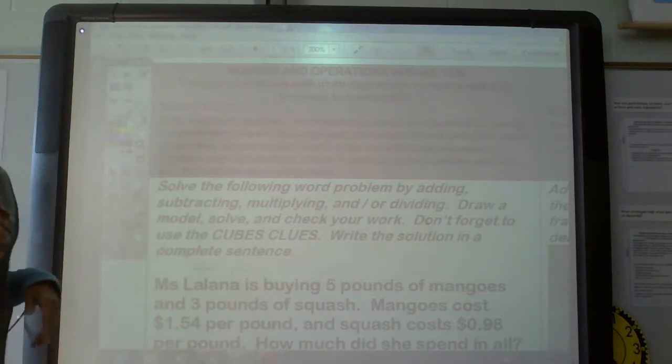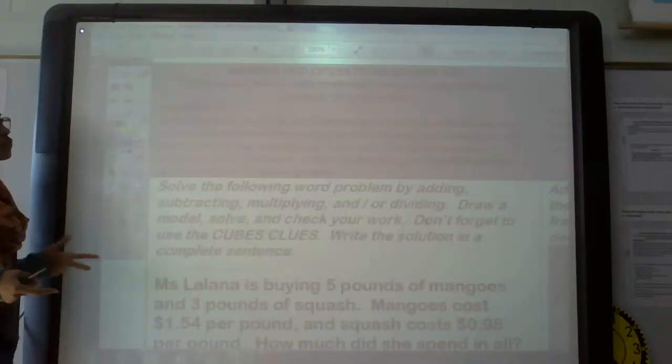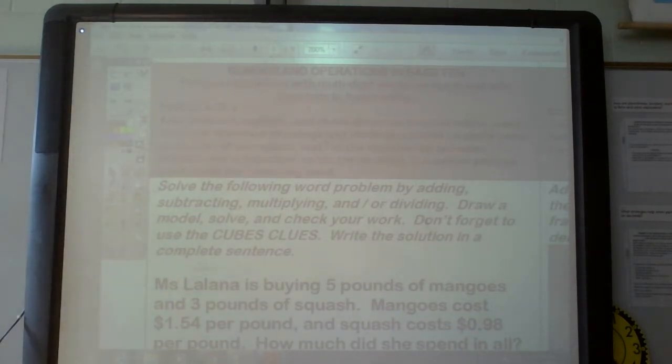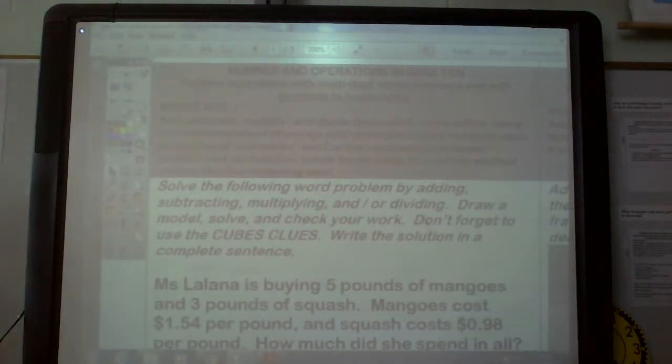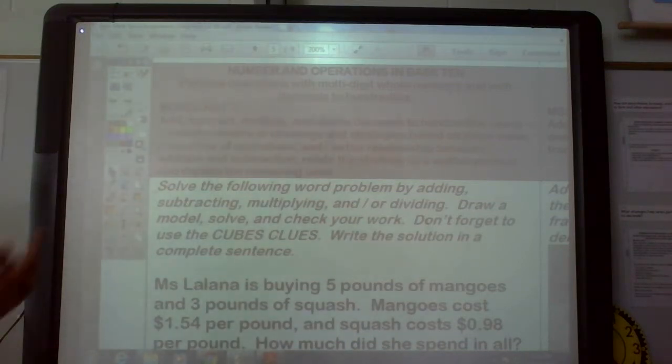Yes. It says number and operations in base 10. Perform operations with multi-digit whole numbers and with decimals to hundreds. Add, subtract, multiply, and divide decimals to hundreds using concrete models or drawings and strategies based on place value, properties of operation, and the relationship between addition and subtraction. Relate the strategy to a written method and explain reasoning used.